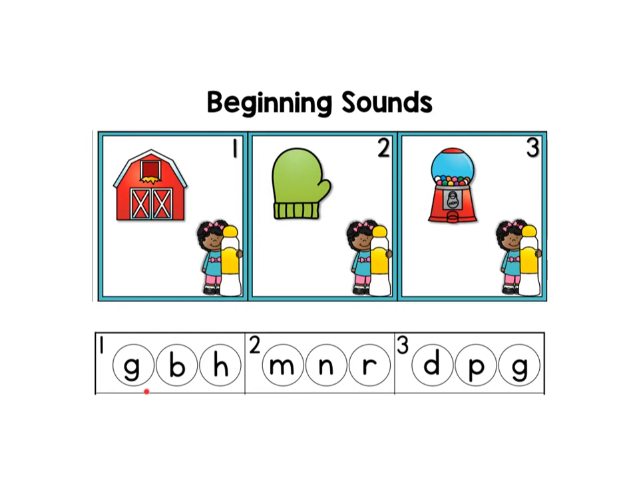Okay, we're left with one last letter, a B. The letter B makes the sound b. B. Barn. Oh, would you look at that? It is the letter B. Barn, b-a-r-n, starts with the letter B. So I'm going to go ahead and color in the letter B.